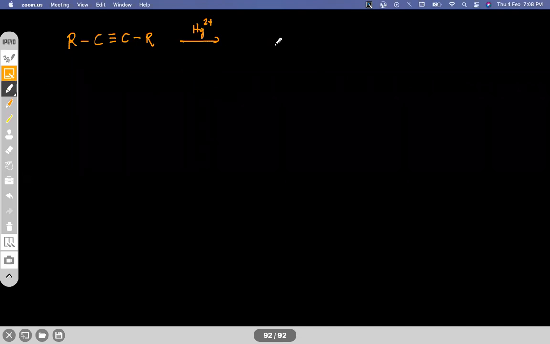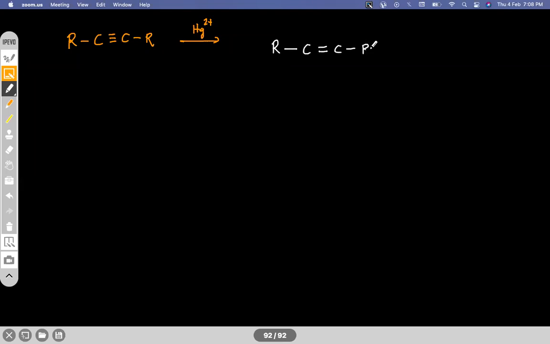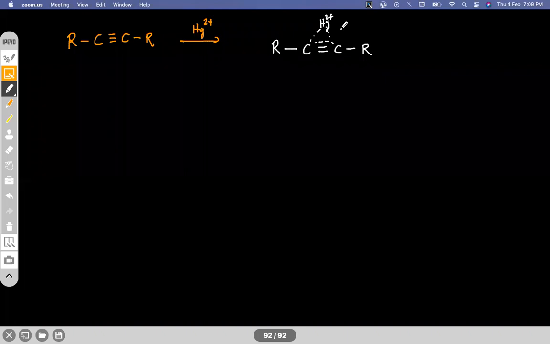In the first step, you have this alkyne, R-C triple bond C-R, with Hg2+. Then this pi bond attaches with this Hg2+ and we get a cyclic mercurinium ion in between, which is this C double bond C-R, and this Hg2+ here forms a cyclic ring like this. Cyclic mercurinium ion, we call it. Then what happens?